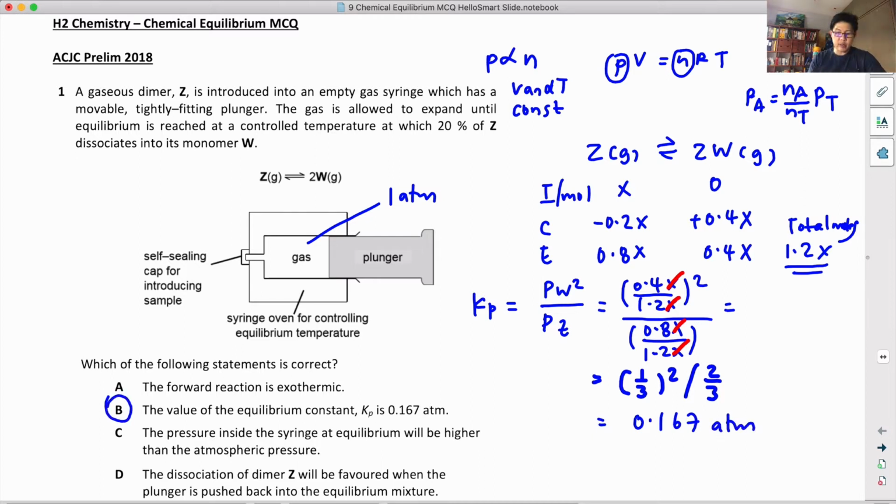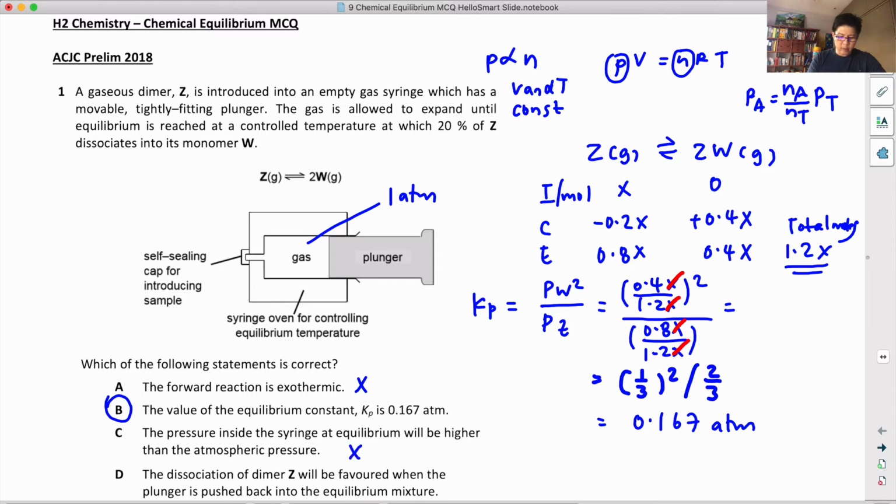The rest of them are wrong. Let's see why. This reaction involves bond breaking because you are breaking the dimer into the monomer, so the forward reaction must be endothermic. So that option is wrong. The option saying the pressure inside the exchange at equilibrium will be higher than the atmospheric pressure is also wrong. When the plunger stops moving, the outside pressure must be the same as the inside.